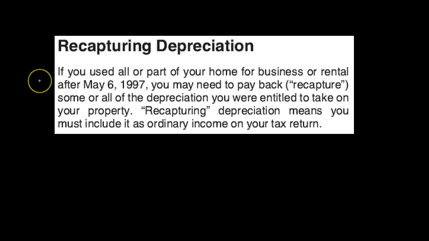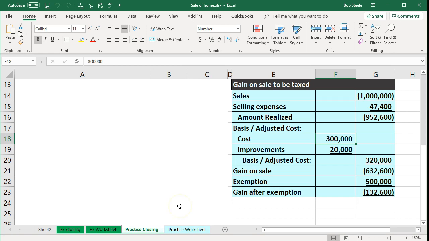Back to the text. If you use all or part of your home for business or rental after May 6, 1997, you may need to pay back, recapture, some or all of the depreciation you were entitled to take on your property. Recapturing depreciation means you must include it as ordinary income on your tax return. So let's think about how that might work.